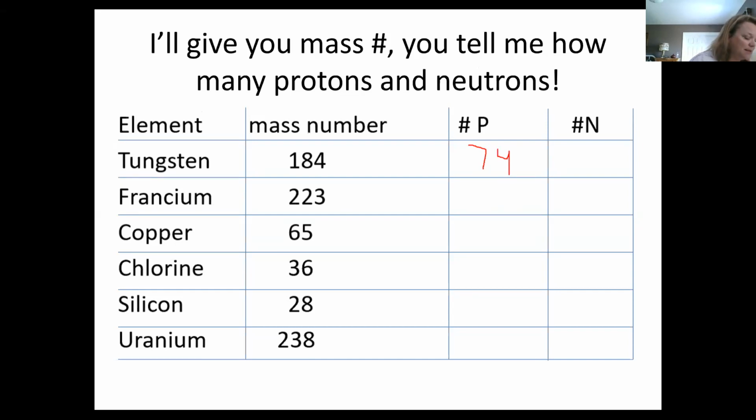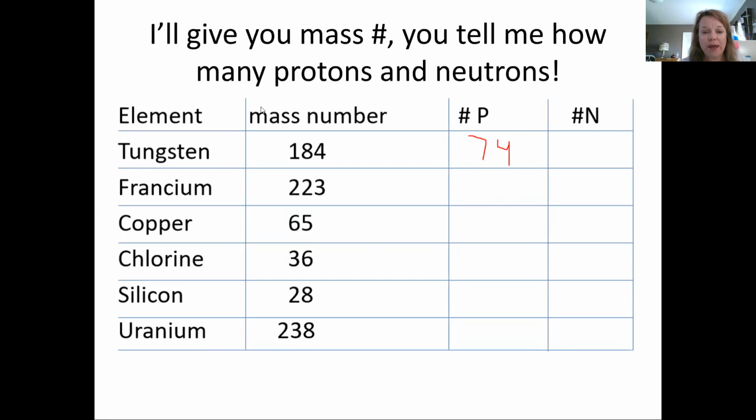And then if you know that you have a mass number of 184, by definition, mass number is the number of protons and neutrons. So let's do P plus N. If 74 of them are protons, everything that's left has to be neutrons. We should have 110 there.